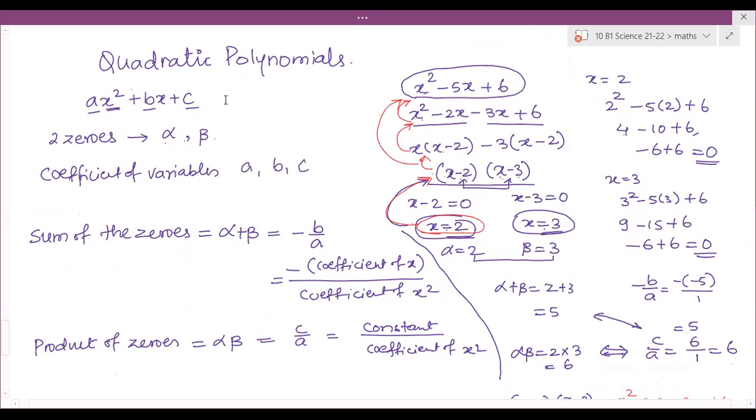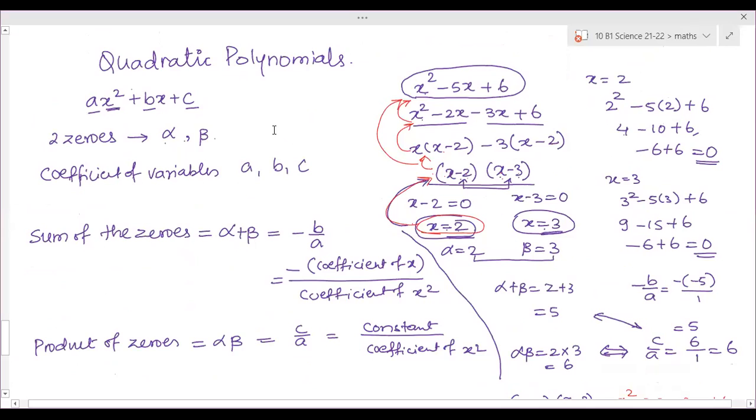Questions can come like these are zeros, find the polynomial. There are questions and those are 3 markers.